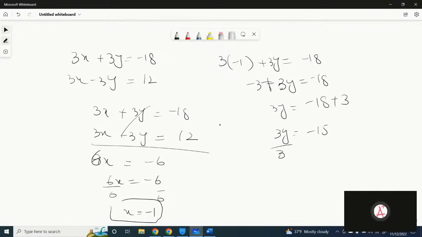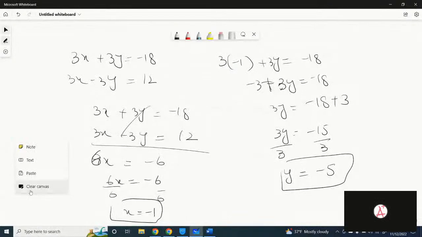Divide both sides by 3, so you can cancel out 3. It would be y equals negative 15 over 3, which is negative 5. So the solution of the equation is negative 1 and negative 5. Got it? Just select the correct option and click on the OK button.